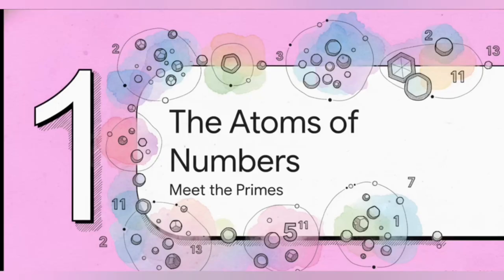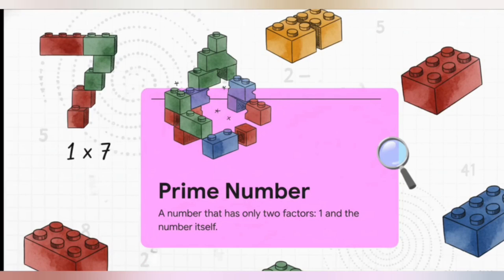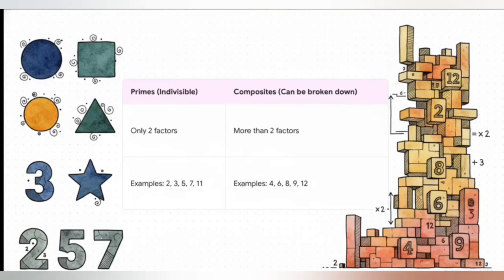All right, first things first, the atoms of numbers. Look, to understand the code, you've got to understand the language it's written in. And guess what? That language is made up entirely of prime numbers. So, what even is a prime number? Okay, think of it like a single solid building block. You just can't break it down into any smaller whole number pieces. The only way you can get a prime number, like say 7, by multiplying is, well, 1 times 7. That is it. It has only two factors, 1 and itself. It's basically indivisible.